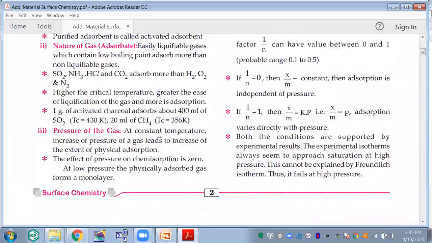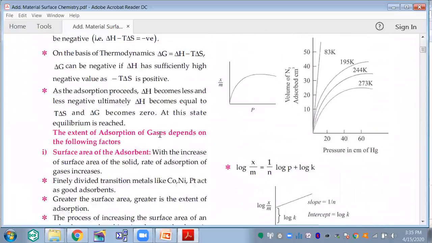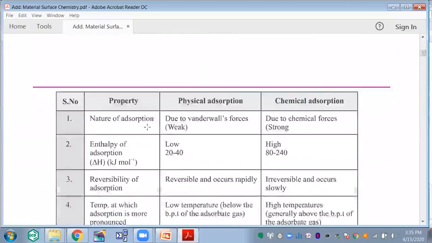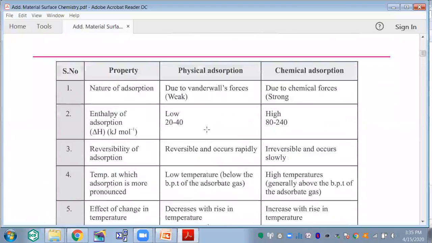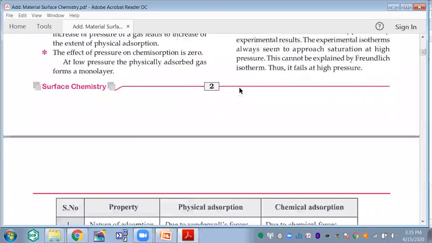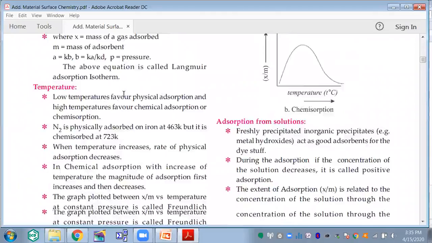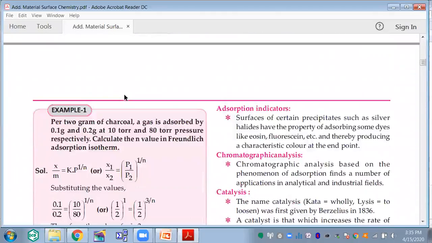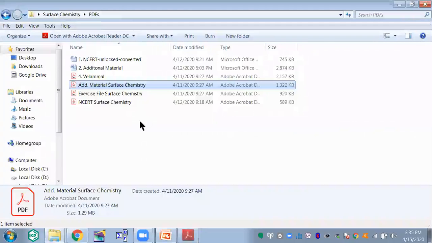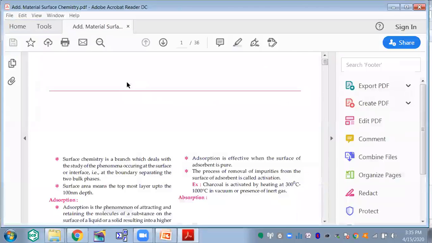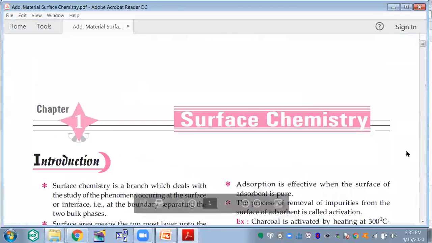So up to here, we have discussed the pressure of the gas and the differences between physical adsorption and chemical adsorption. Adsorption isotherms we will see in the next class. So this is the additional material, and in this additional material, at last we have some exercises.